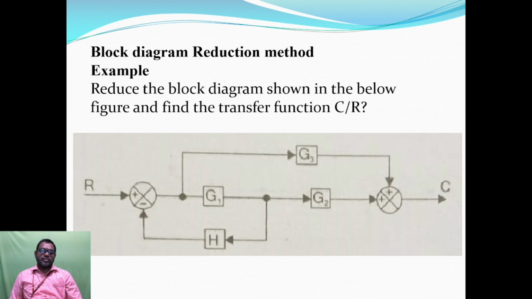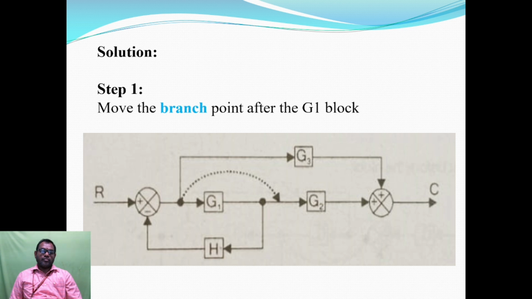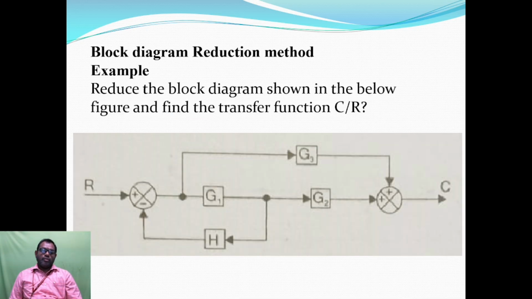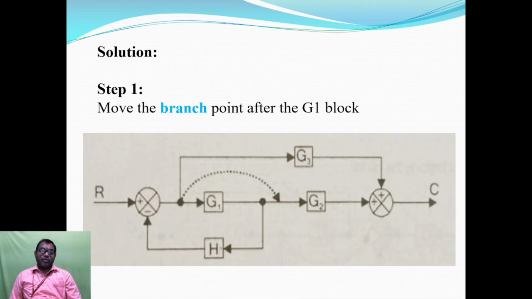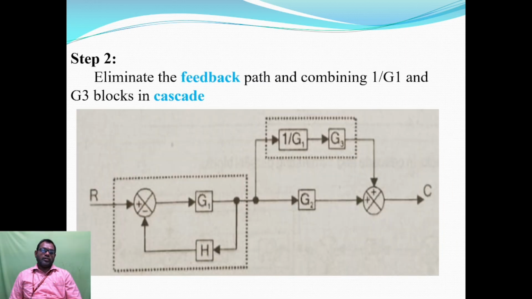By using these rules, we are going to reduce each and every block. So the first step is to move the branching point after the G1 block. Already, before the G1 block, there is one summing point or take-off point available. So we are going to move the branching point after the G1 block, using the rules for moving the branching point after G1. Then we'll get the second step after moving.